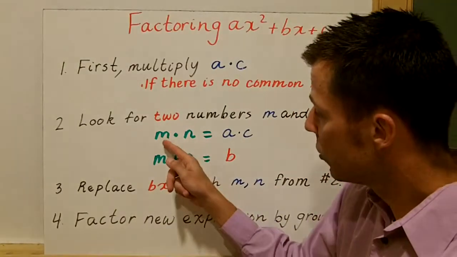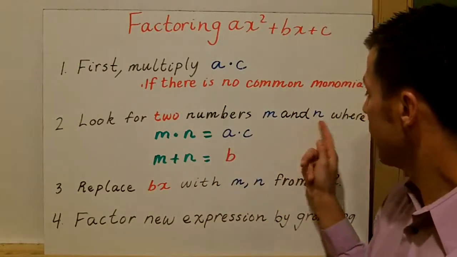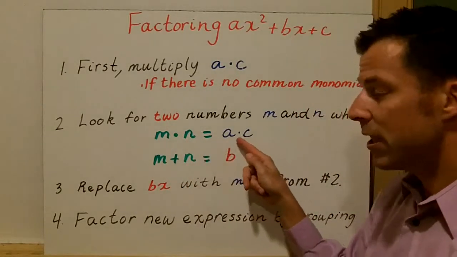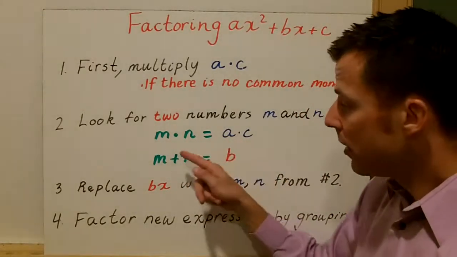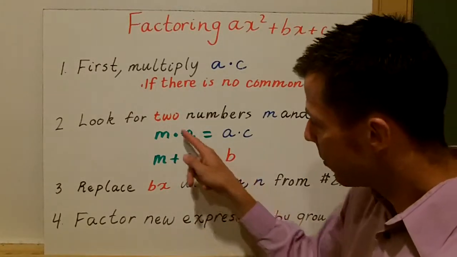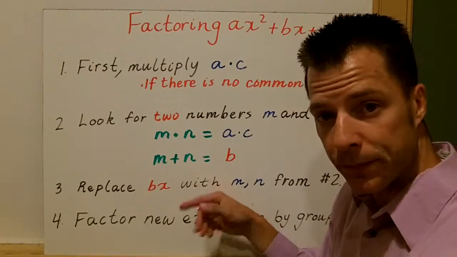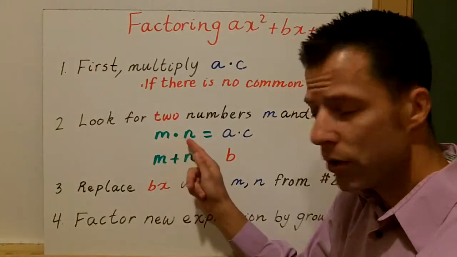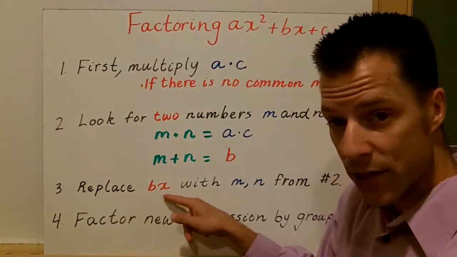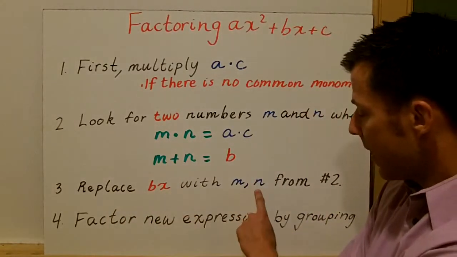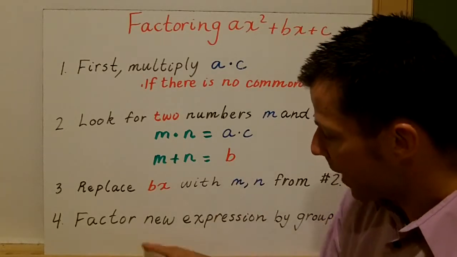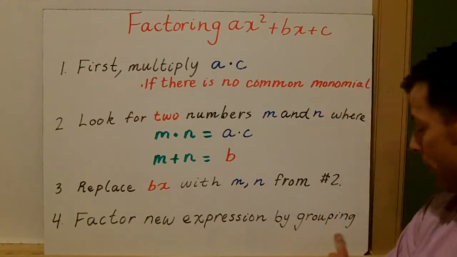Once you do that, there's 2 things you're looking for. You're looking for 2 numbers, m and n, where the product m times n is equal to a times c. Then m plus n has to equal that b term. So this is really important. Once you figure those 2 numbers out, m and n, if it's possible, we're going to replace the bx term with m and n from number 2. So the last step would be to factor the new expression by grouping.